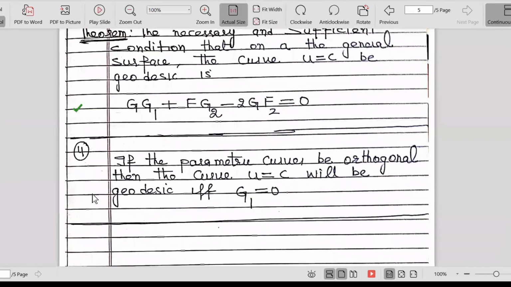Similarly, on the same line, if the parametric curves are orthogonal, then the curve u equal to c will be geodesic. This is the condition for the curve u equal to c to be a geodesic. If the parametric curves are orthogonal, then F equal to 0, so F and F2 are 0. So this term will be 0, this term will be 0. Then we get G G1 equal to 0. Since G is not 0, it implies G1 is equal to 0.